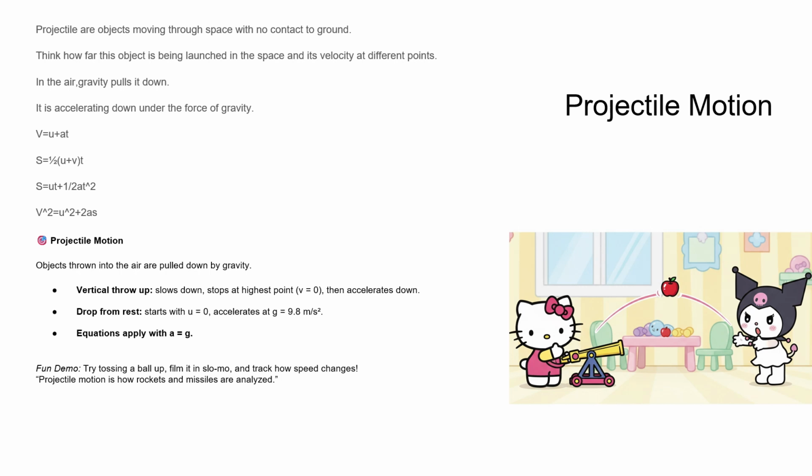Next up is projectile motion. A projectile is any object launched into the air with no further contact with the ground. As it moves, gravity pulls it downwards, causing it to accelerate. When thrown upwards, an object slows down until it reaches its highest point, also called the apex, where velocity equals zero, then accelerates downwards again. The SUVAT equations can be applied here, with acceleration equal to g, which is 9.8 meters per second squared.